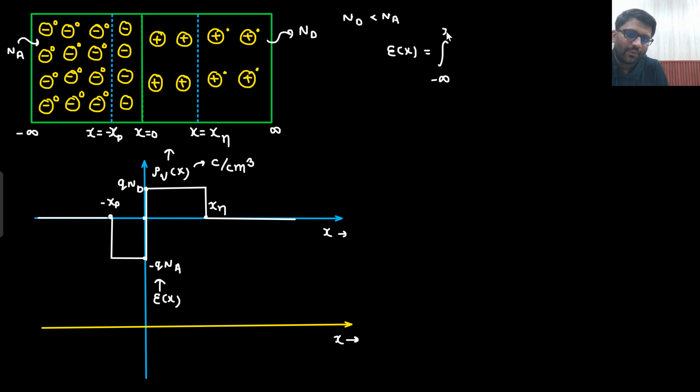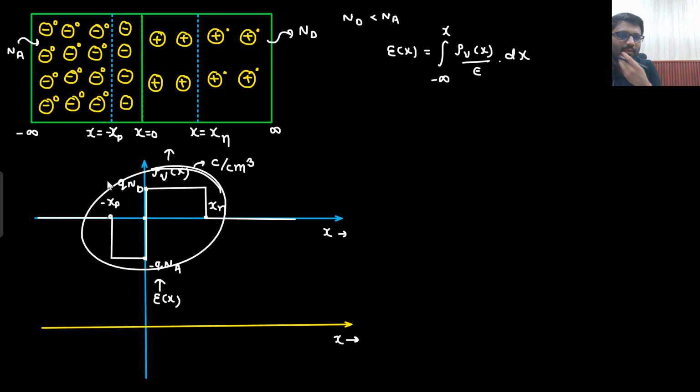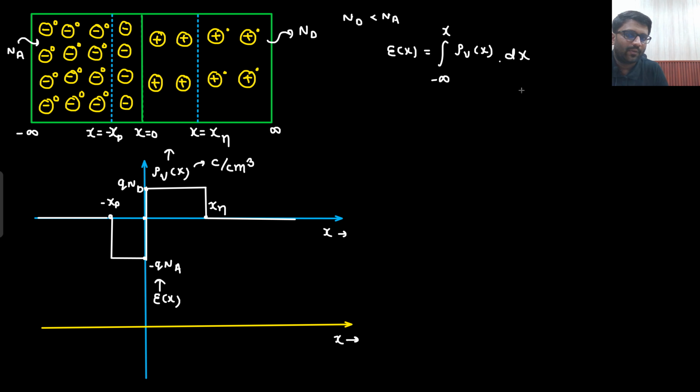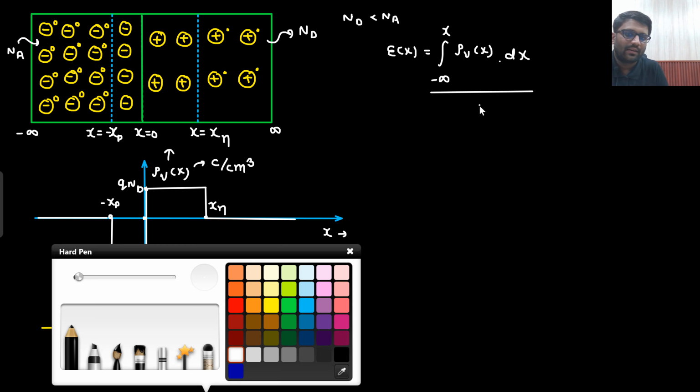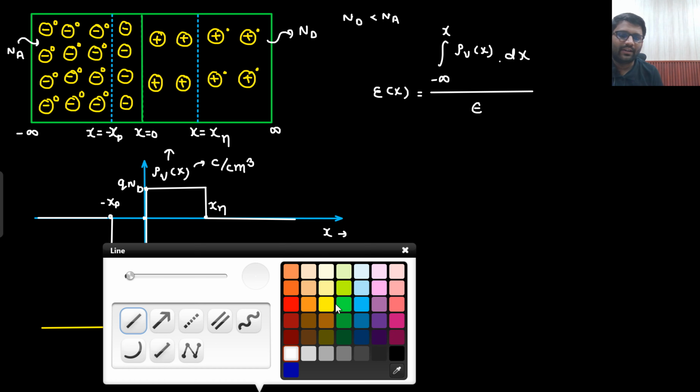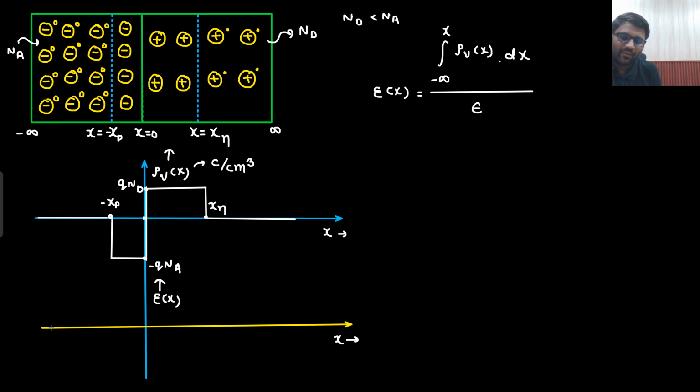You integrate from minus infinity. So basically you integrate this waveform and then divide by epsilon. That's it. Can I write it down in this manner? I integrate this waveform divided by epsilon. So this is the electric field that I am getting. So now what will I do? I will integrate this waveform. I hope you are comfortable with signals and systems.